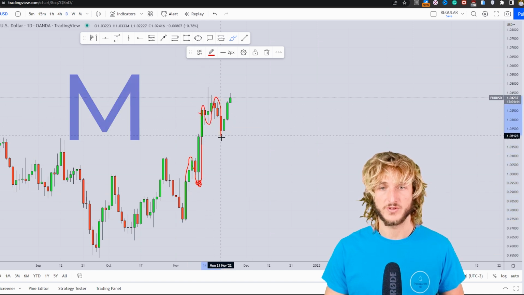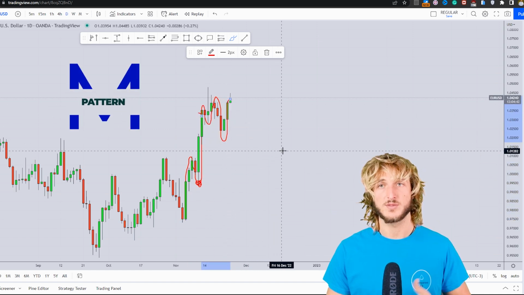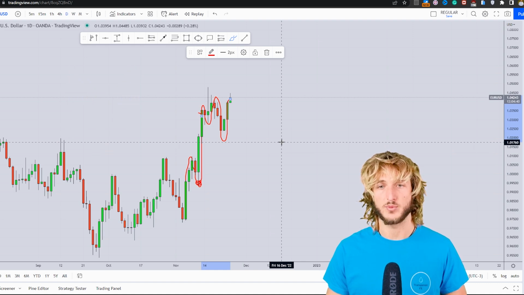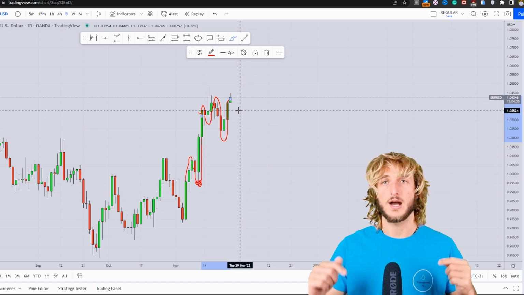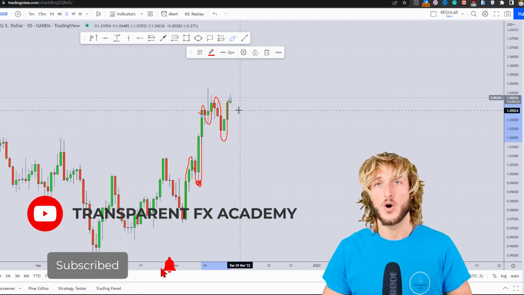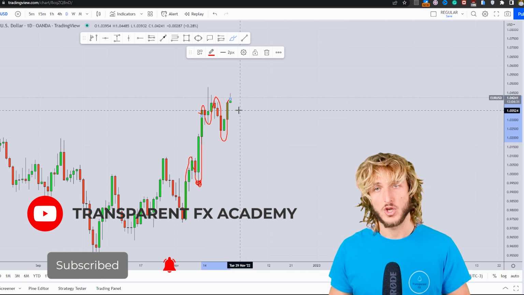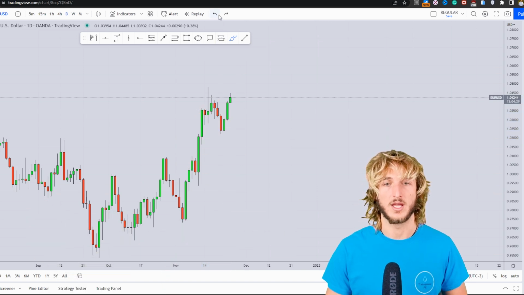Then we had the creation of this M pattern, and I made a full breakdown explaining all the reasons for which we could expect a potential rejection higher. And again, that is what the market just gave us. And by the way, I will link in the description both these previous analyses, so you can go and check them out for more free education.